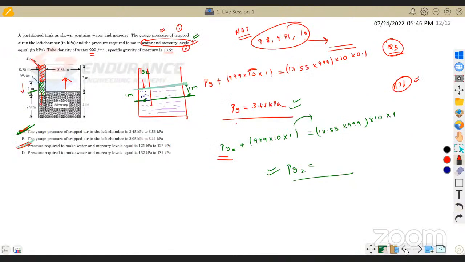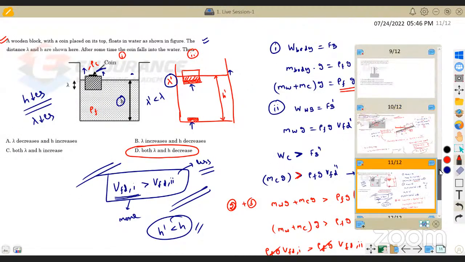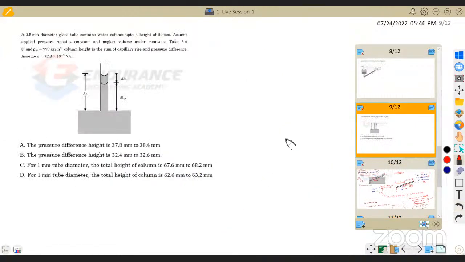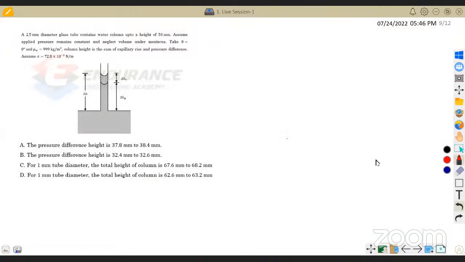Okay, we'll move on. So for today we have done that much buoyancy only. We will come back to buoyancy later. Okay, try this. This is pressure measurement.